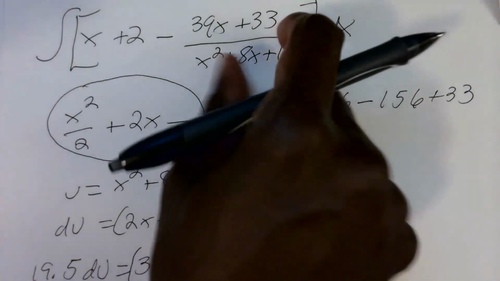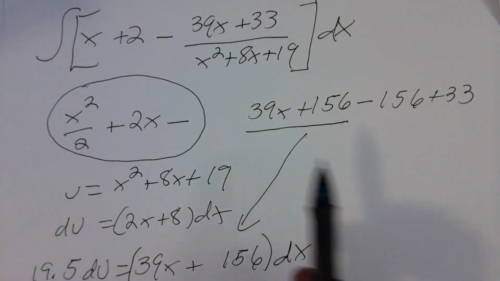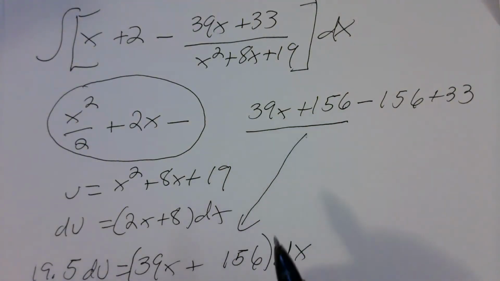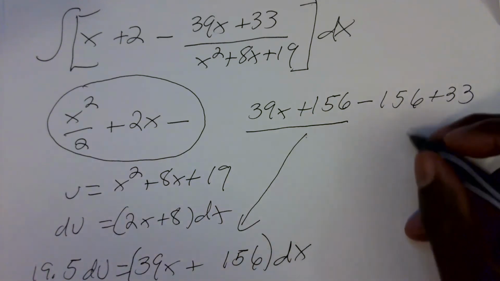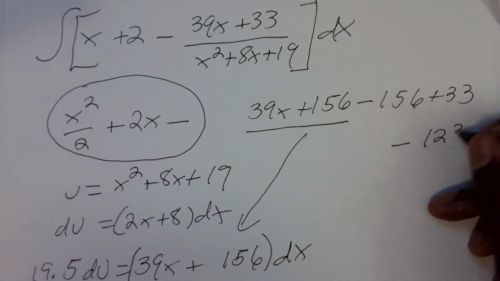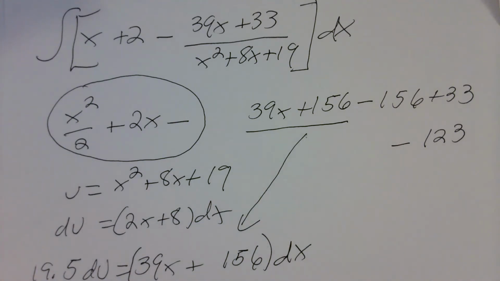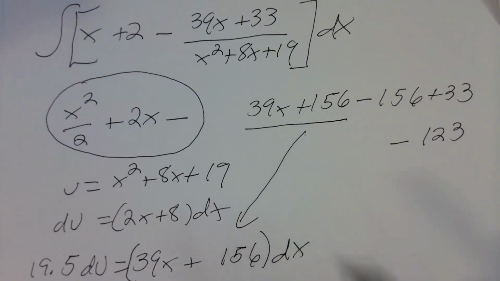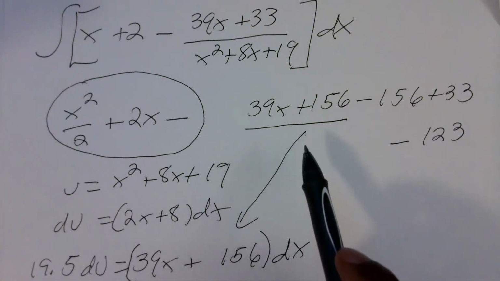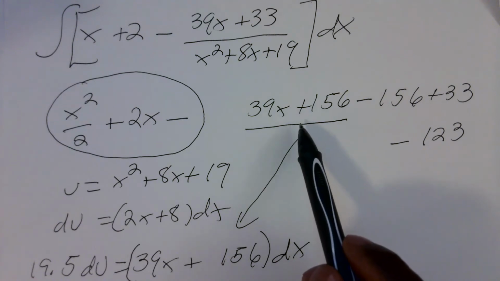And so what I'll do is break this up into two integrals, one where it's 39x plus 156, and the other where it's negative 123 over our denominator. So we'll have two different integrals, both over x squared plus 8x plus 19. The first will be 39x plus 156 over that, and the second will be negative 123 over that. The negative 123 is going to act as the arctan, completing the square guy, and this part is going to satisfy our U sub.